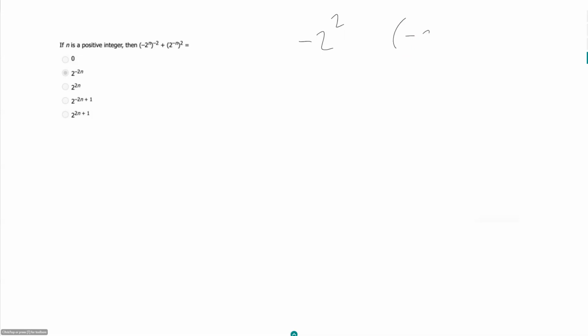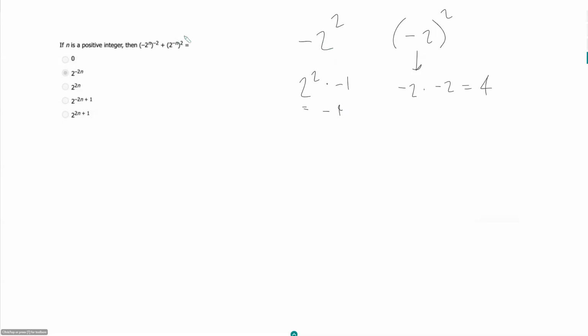versus the quantity -2 squared, these two things are not the same thing, right? Because order of operations is PEMDAS, meaning parentheses come before exponents. So this guy here is -2 times -2, which is +4. But here I have no parentheses, and so the exponent comes first. So this is 2 squared times -1, which is equal to -4.